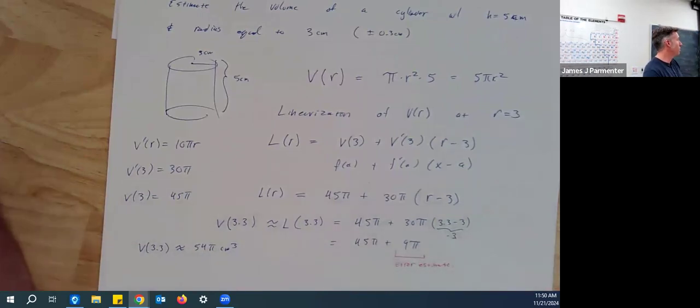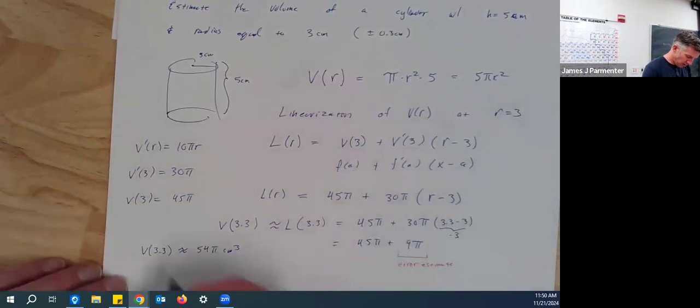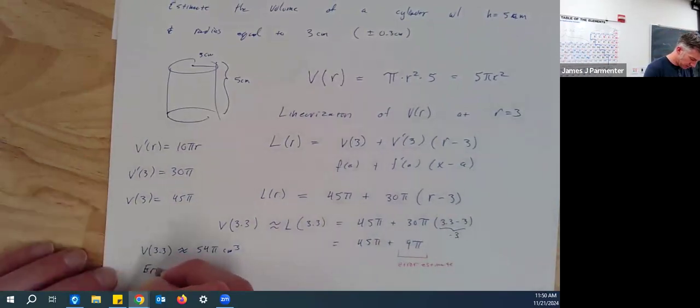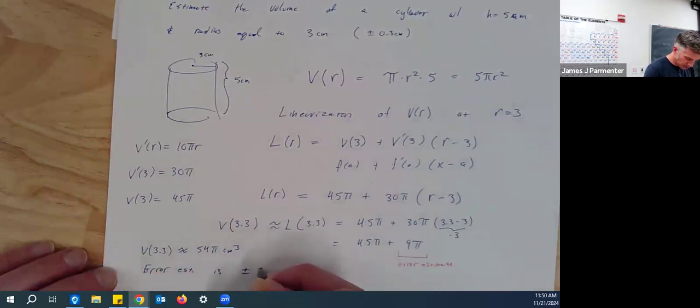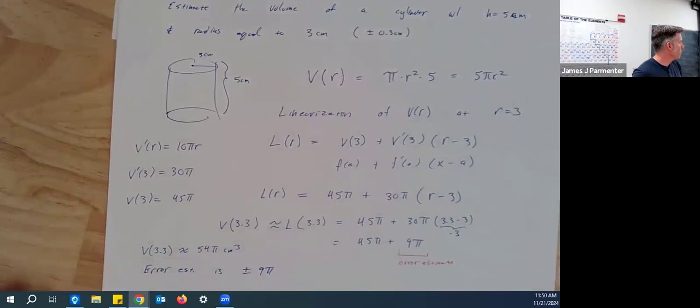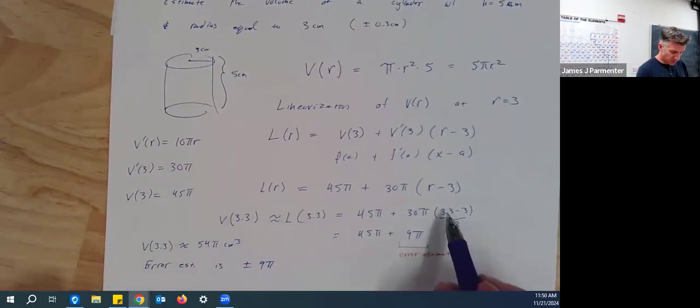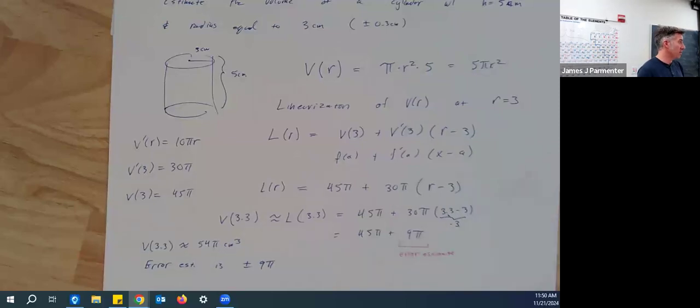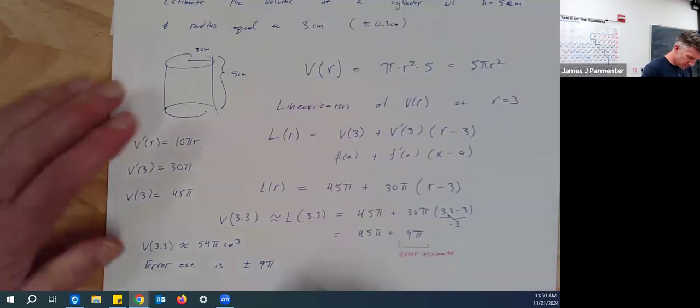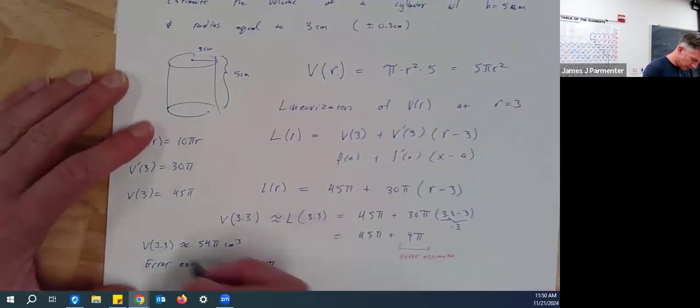As much as plus or minus 9 pi cubic centimeters. So our error estimate is up to 9 pi. Either way, right? Because this could have been 3.3 minus 3, or it could have been the other direction, 2.7 minus 3, if we got minus 0.3. So there's our actual error estimate.